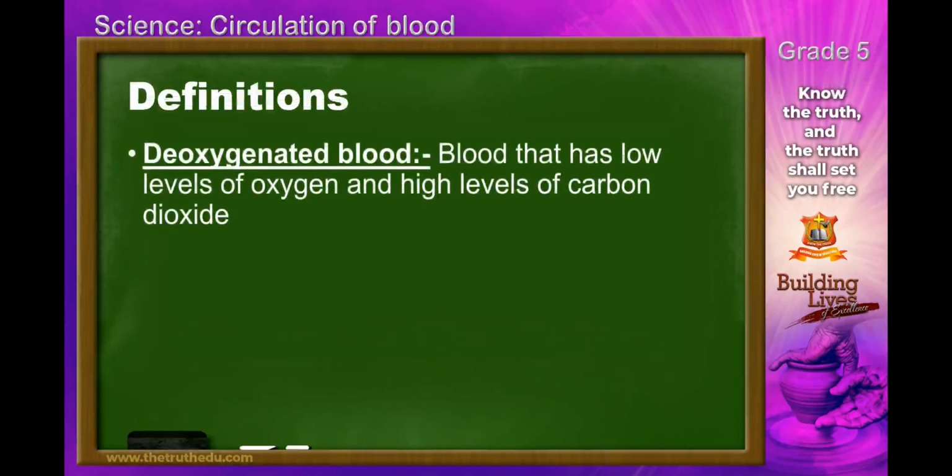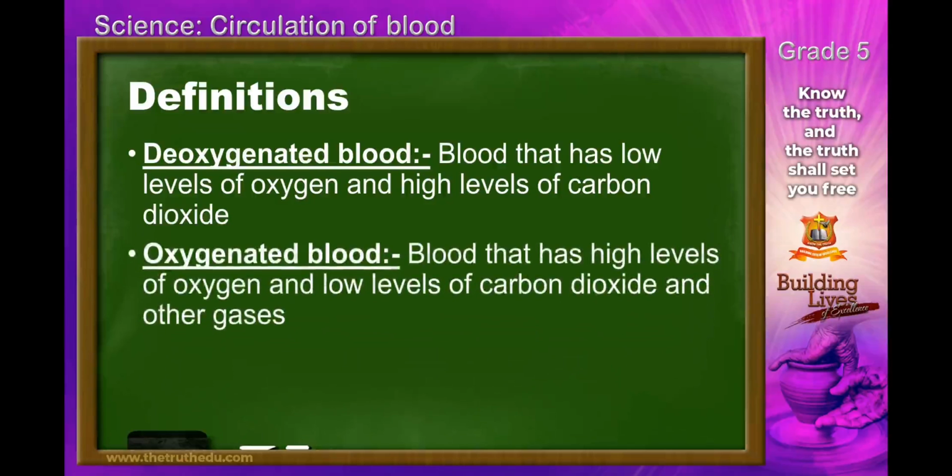And the definition for deoxygenated blood is that blood that has low level of oxygen and high level of carbon dioxide. So deoxygenated means low oxygen and oxygenated means blood that has high levels of oxygen and low levels of carbon dioxide and other gases. Because the air we breathe in has different amounts of different gases, so oxygenated blood does not only contain oxygen, it also has some other gases.